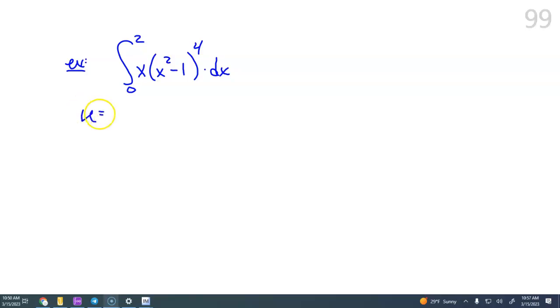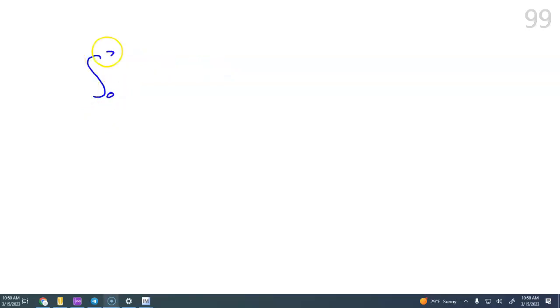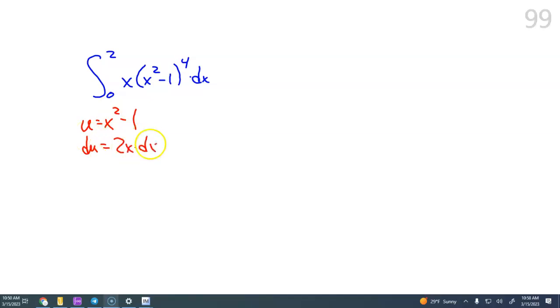I'm not worried about the zeros and the twos yet. I'm going to go through and say, okay, u equals the little guy. We'll have the integral from 0 to 2 of x times x squared minus 1 to the 4th. So u is the little guy, so u is your x squared minus 1. So du is 2x times dx. But up here I have x times dx. So I need to multiply this by some number to turn it into x times dx. What's that number? Half. So I'll have 1/2 du equals x times dx.